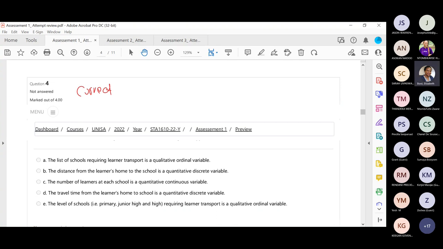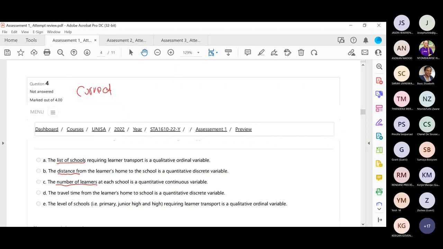A, the list of schools requiring learner transport is a qualitative ordinal variable. What is very important here is the list of schools, and it says it's qualitative ordinal, therefore they should be ranked. B, the distance from the learner's home to the school is quantitative discrete. It's a distance, so it means it should be measured. C, the number of learners at each school is qualitative continuous. Number of learners, it's a counting process where you are counting how many learners you have.